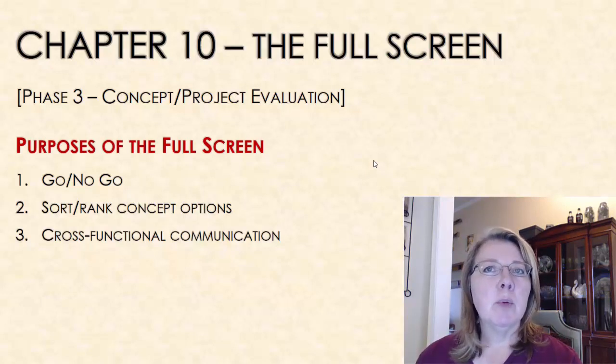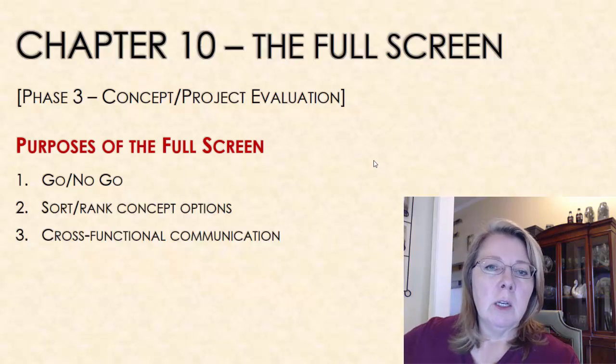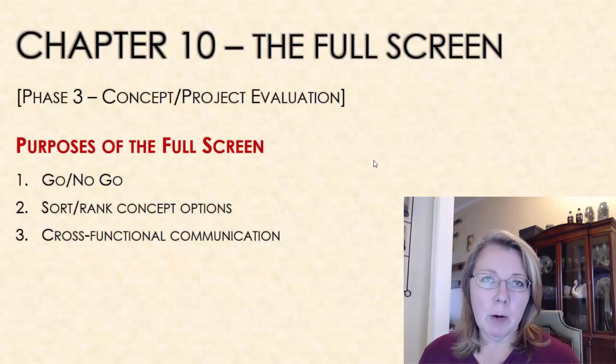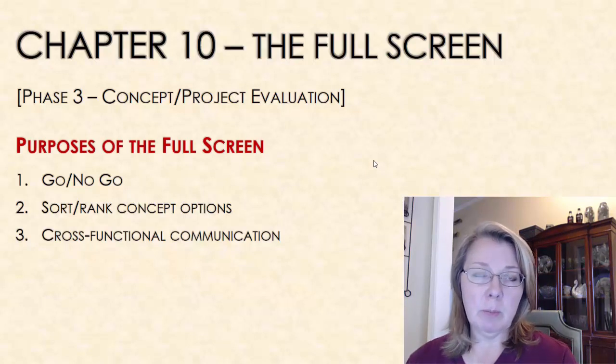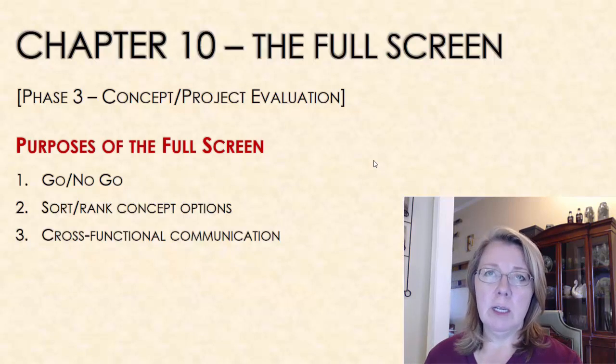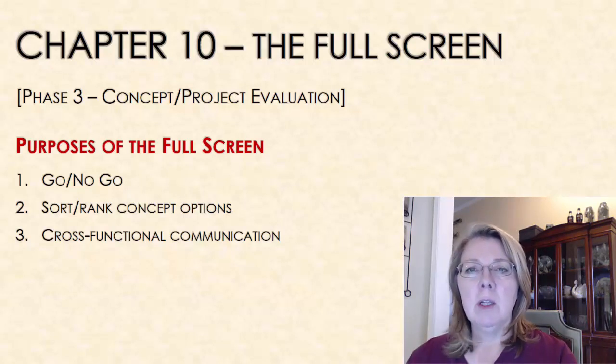So the purpose of the full screen is threefold. Do we continue on with the product option or not? We want to be able to sort those options, and we want to start talking between departments, all the various players that would bring a product to market, and put all of those various roles on the table as part of the decision. All right, so the full screen.